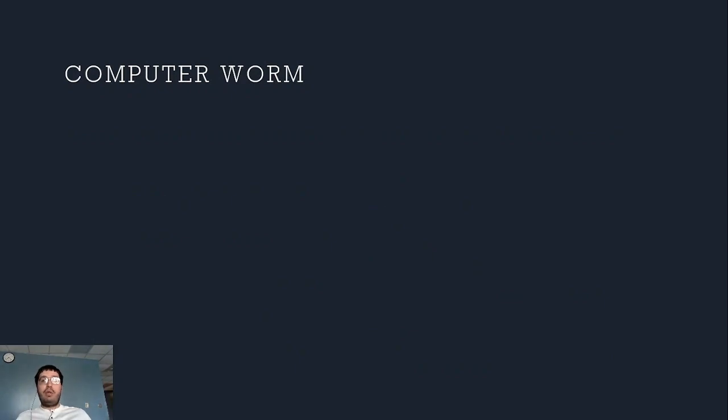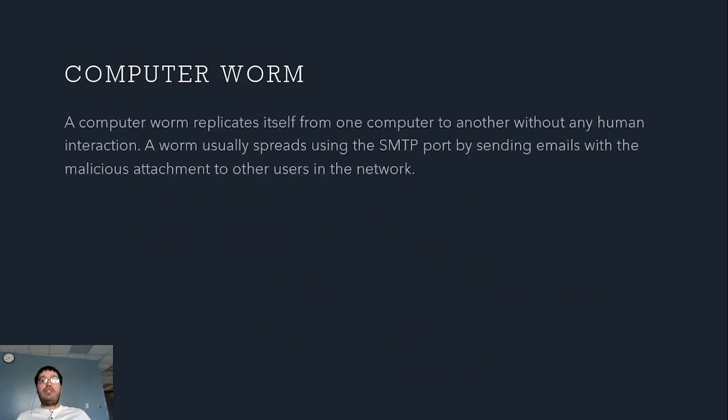Now we go over to a computer worm. A computer worm replicates itself from one computer to another without pretty much any human interaction after it's been executed. A worm generally spreads on an email server. It uses the SMTP port by sending emails with the malicious attachment to other users in a network. The worm just copies and pastes different emails in the SMTP server of a network infrastructure and sends that malicious attachment.